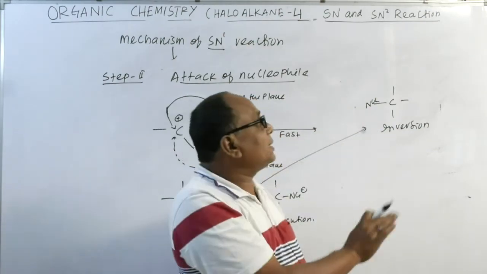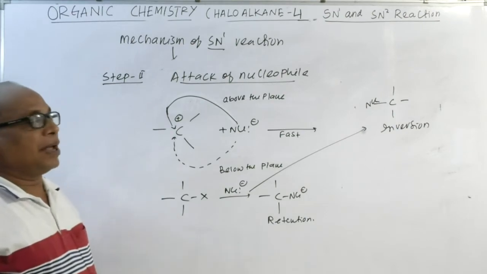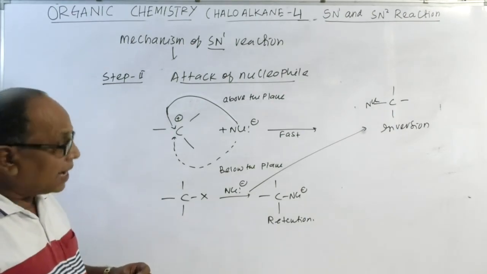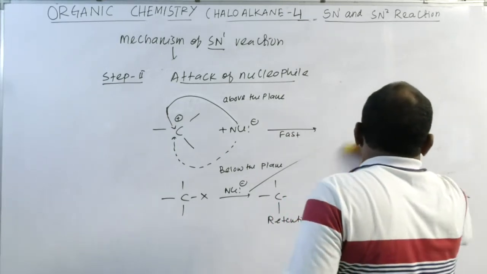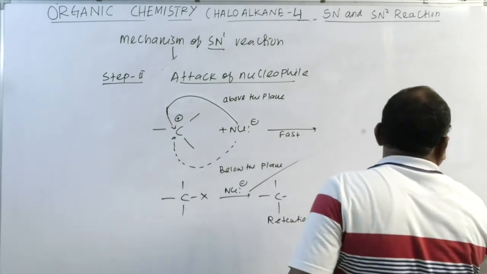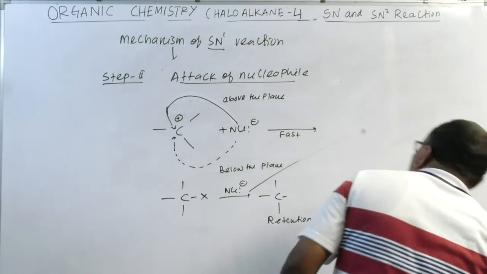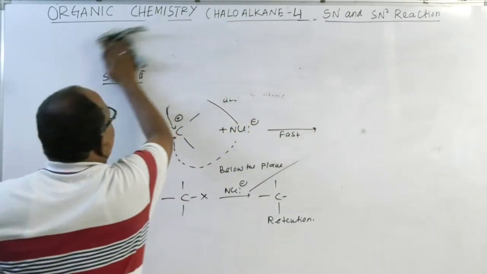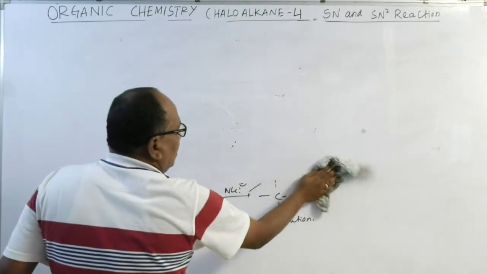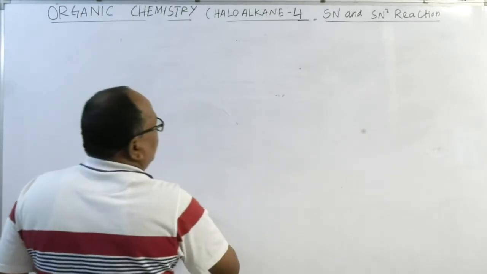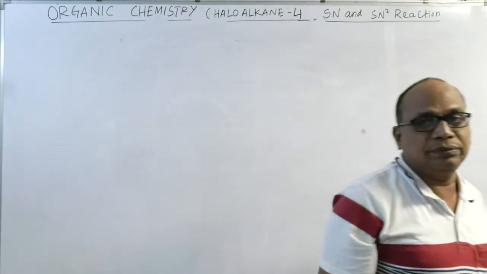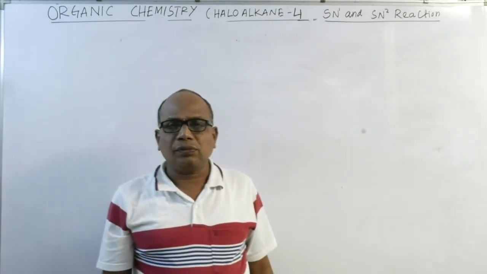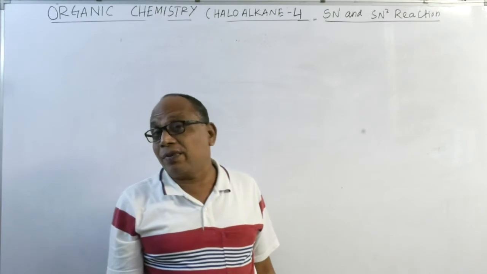Okay? This is all about the mechanism of SN1 reaction. The mechanism of SN1 reaction consists of two steps. First step is formation of the carbonium ion. Second step is the attack of the nucleophile. Okay, students, are you clear what is SN1 reaction?